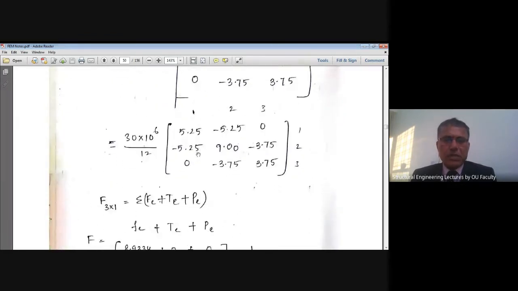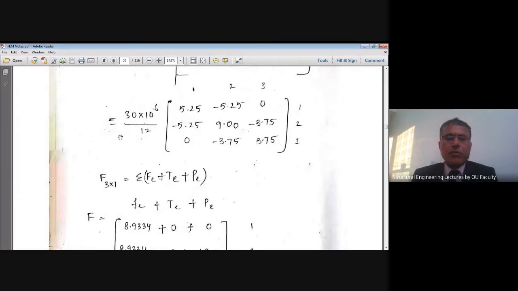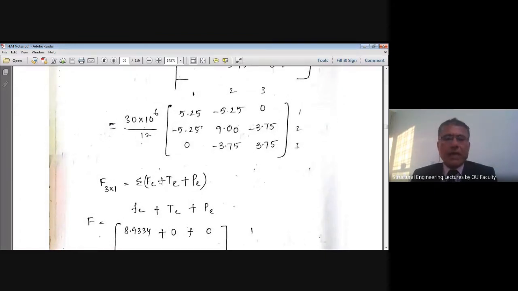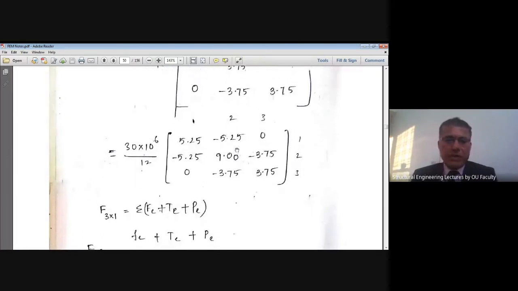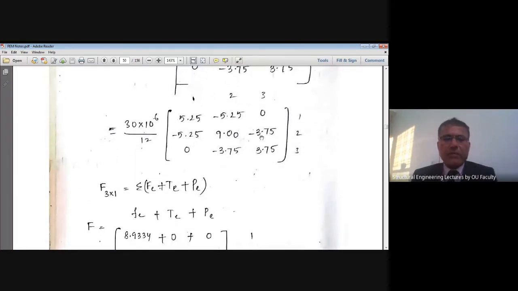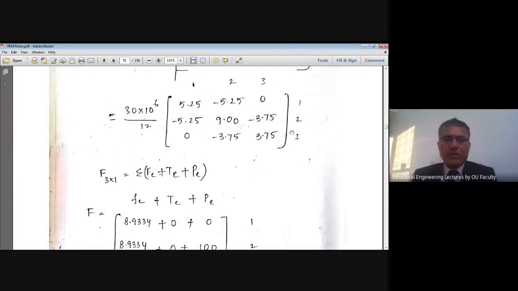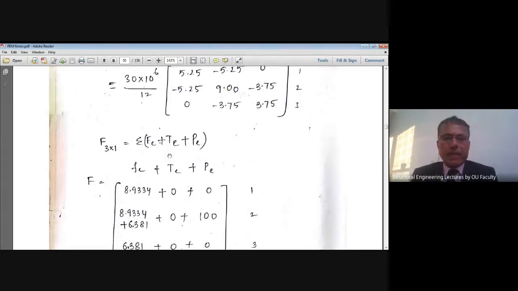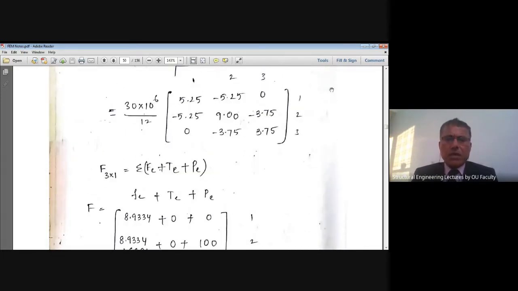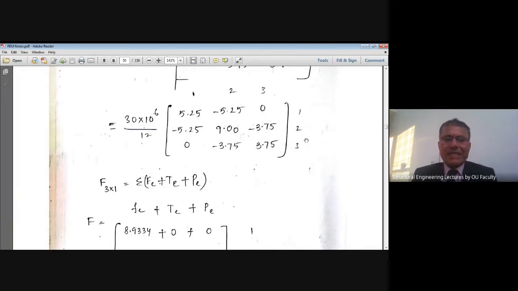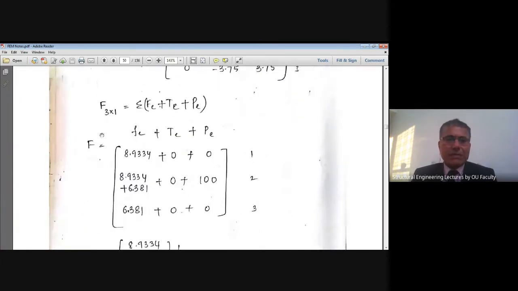And so that gives a result as 10 to the power 6 divided by 12, when taken as common, equal to 5.25, minus 5.25, 0, minus 5.25, 9, minus 3.75, 0, minus 3.75, 3.75, along first, second, third rows and columns respectively. Done. The units of this are pounds per inch. Here, I think units are not written, students. It must be written pounds per inch. All units are consistent.